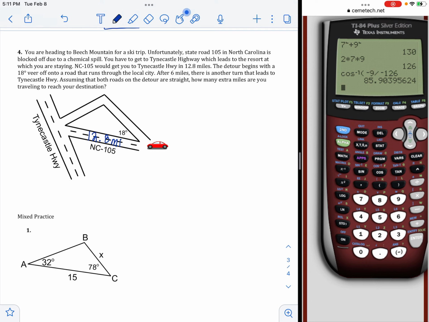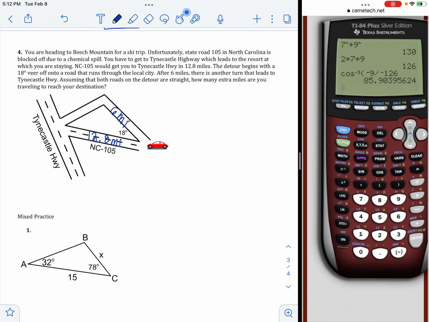The detour begins with an 18-degree veer off onto a road that runs through the local city. It's already labeled 18 for me, so I don't have to guess which one's 18. After 6 miles, there's another turn that leads to Tyneway Castle. Assuming that both roads on the detour are straight, how many extra miles are you traveling to reach your destination? Okay, so let's also get that 6 miles in there. So this right here is 6 miles long.